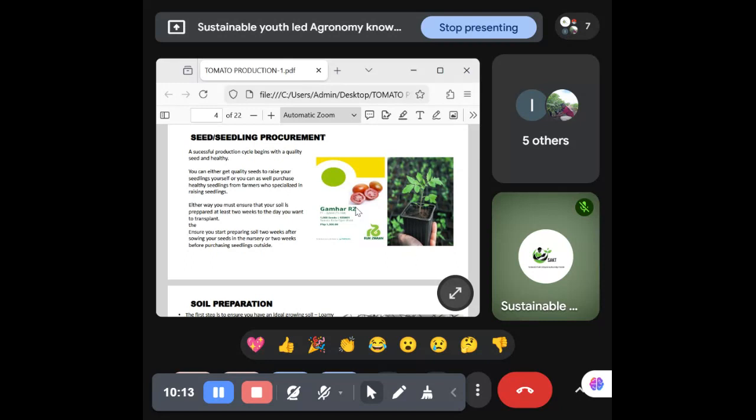While you are looking out for quality seed or healthy seedlings, you should also be working on getting your land, your planting site, ready. So you start preparing your soil 2 weeks after sowing your seed, if you are the one raising your seedlings yourself. You have sown the seed, they have germinated, and you are taking care of them. So 2 weeks after sowing your seed, you can go ahead to start preparing your site, or 2 weeks before purchasing your healthy seedlings also.